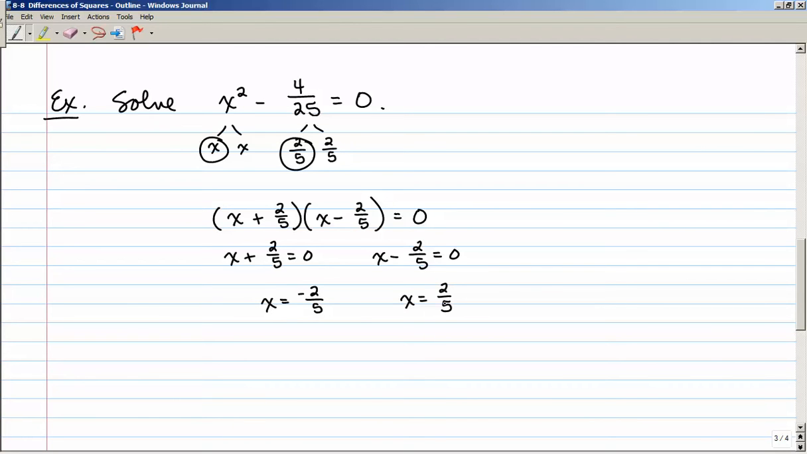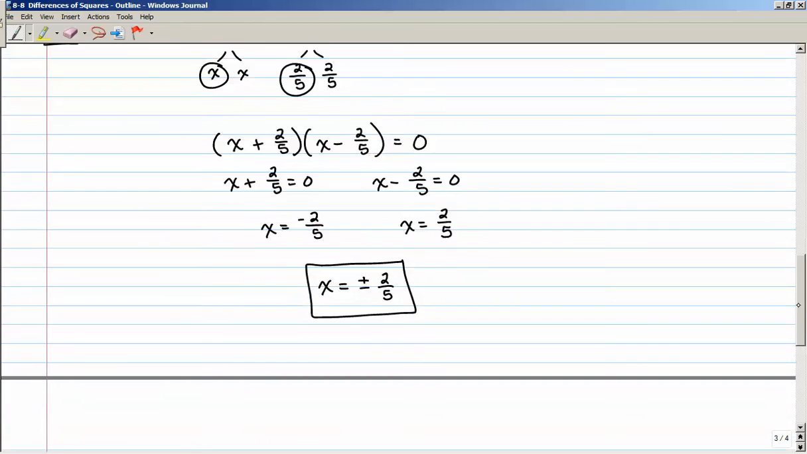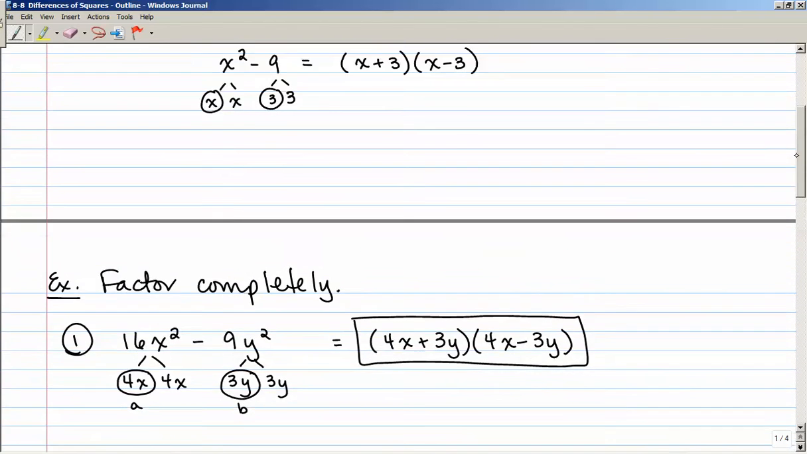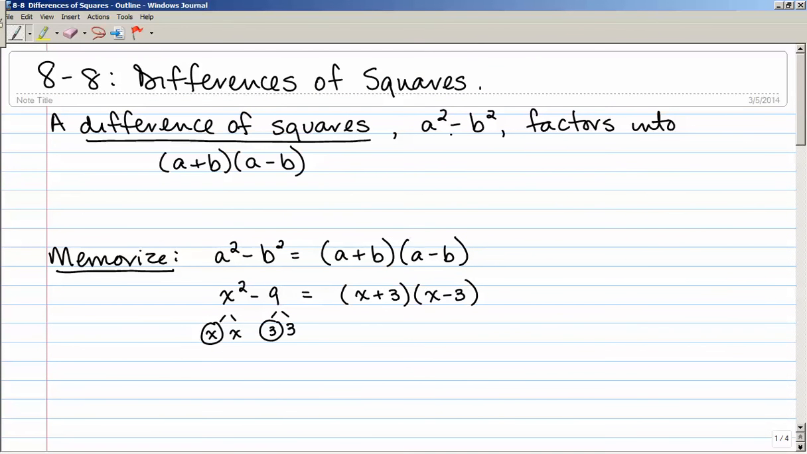And the way I like to write my answer, because they're basically the same number, one's a positive and one's a negative, x is equal to the positive or negative 2/5. X equals plus or minus 2/5. So in this lesson, we took a look at differences of squares. That's basically a squared minus b squared, and the fact that they factor into an a plus b and an a minus b, and strong recommendation that you memorize this formula.